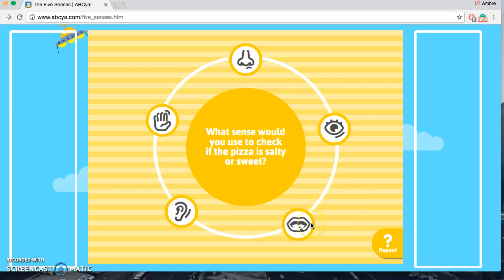Good job. It is a sense of taste. You'll be using your mouth to taste and check if the pizza is salty or sweet. Awesome! What sense would you use to listen to your teacher? If you were listening to your teacher, what sense would you be using? Would you be using your nose, your eyes, your mouth, your ears, or your hands?